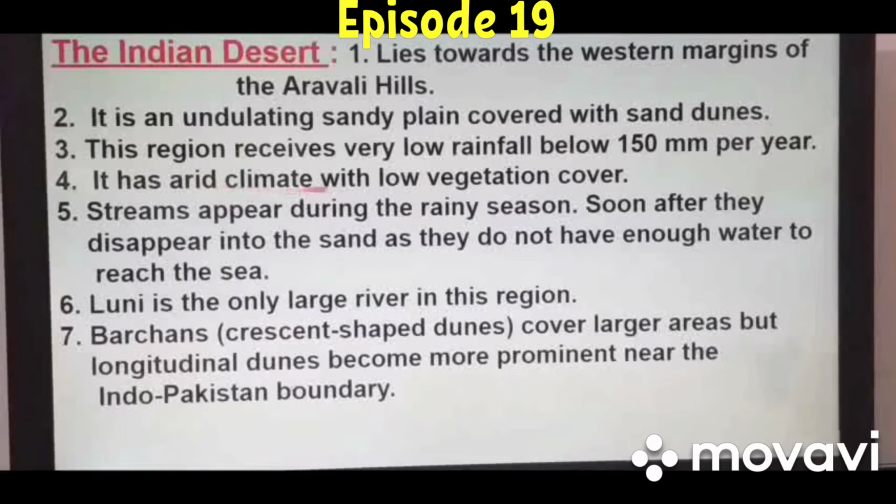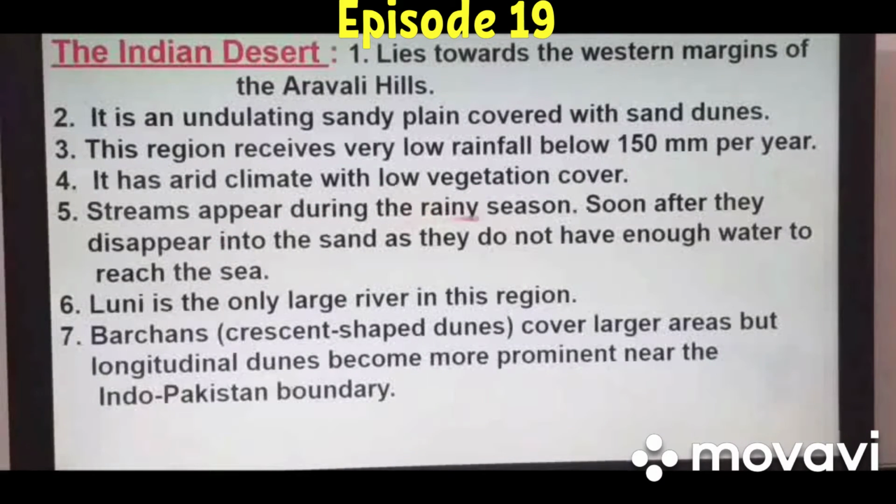It has an arid climate with low vegetation cover. Yes, arid climate, this is also known as the arid region of the country. Arid means hot and dry region. Temperature is too hot, and because of less rainfall, the moisture content is also not there. So that is a dry region, and due to the arid, hot and dry region, vegetation is low. Only shrub type or bushes we can find over here.